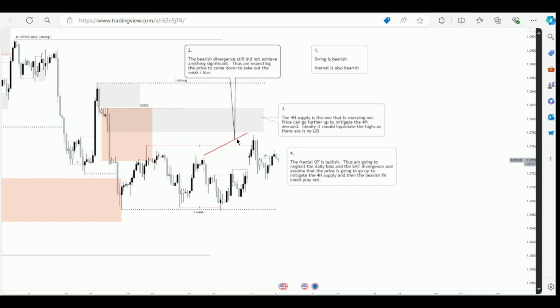Structure is the one that is weighted more. The 4 hour supply is the one that is worrying me. Price can go further up to mitigate the 4 hour supply. Ideally, it should liquidate the highs as there is no lid. So it should liquidate these highs as there is no lid here. So that's one of the contradictory pieces of information that I'm having during my analysis.